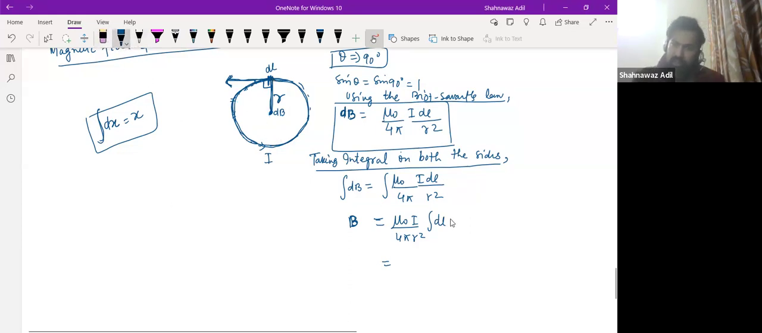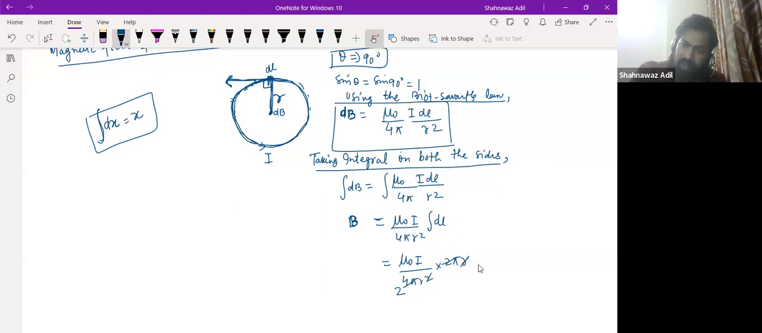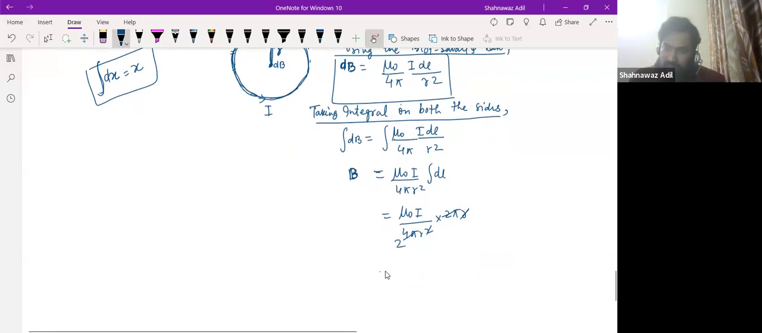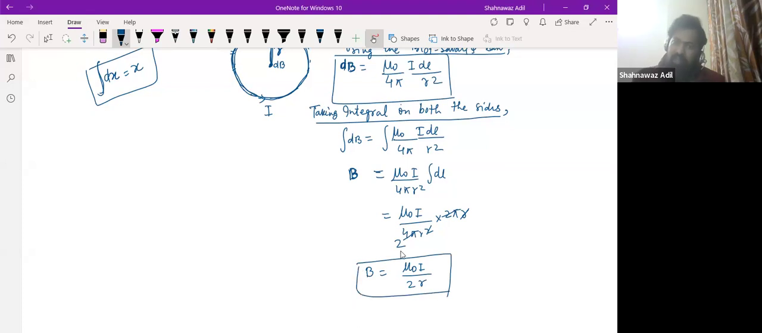Yes, sir. So if you integrate this dl, you will get the whole circumference, that would be 2 pi r. So this r and this r will cancel, and this 2 pi will cancel this. So this would be mu naught I by 2r. That is the magnetic field at the center of a circular wire. Right? Is it clear?